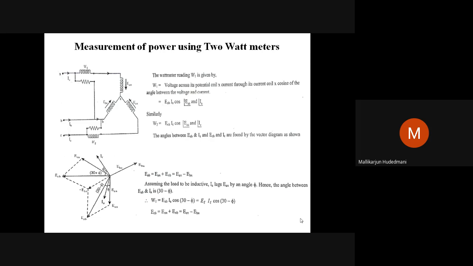But the difficulty here is that the system may not be balanced all the time. Then it would result in a little error. Hence, the optimal and scientific way of measuring power in three-phase circuits is by incorporating two wattmeters.